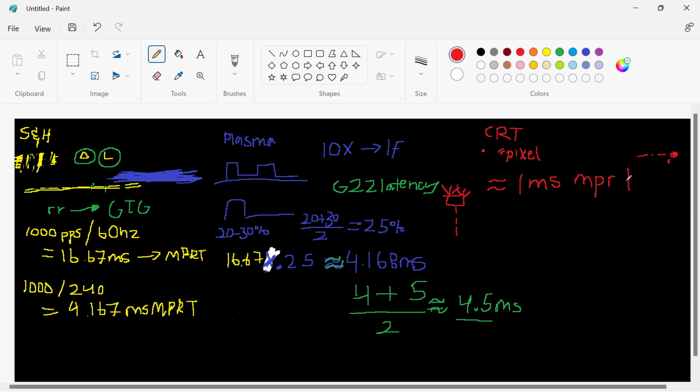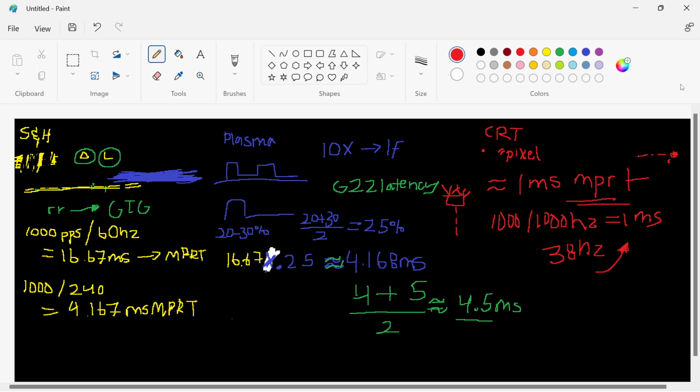I always mix that up, MPRT. And you want to know what 1 millisecond MPRT is equal to? Remember, 1,000 pixels per second is equal to 1,000 hertz sample and hold. So let's say your CRT can do 38 hertz. Seems really low. Still 1 millisecond of MPRT.